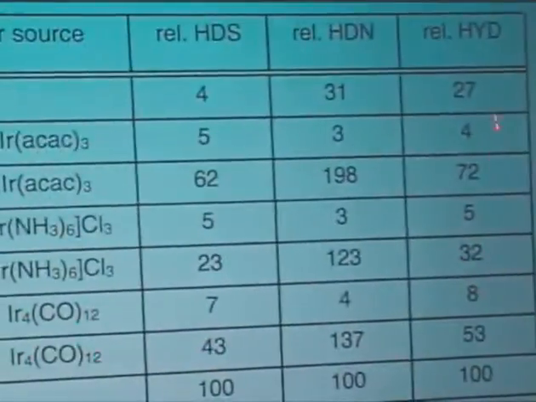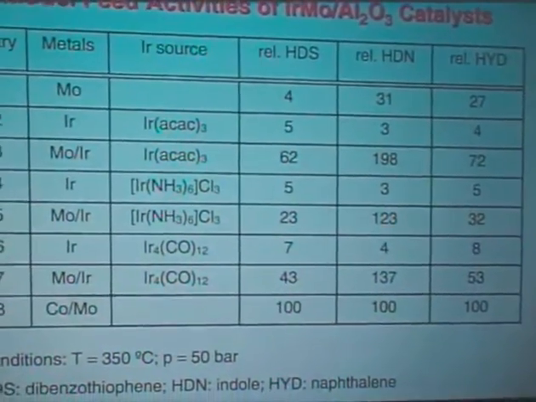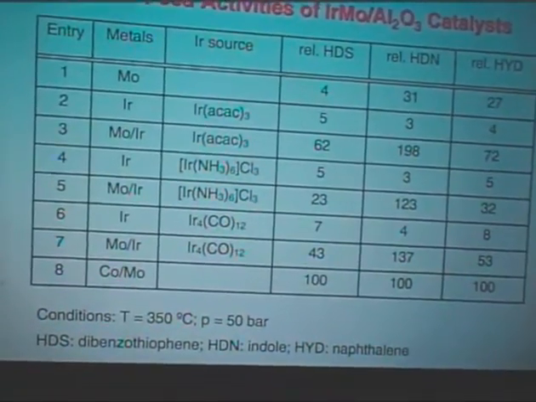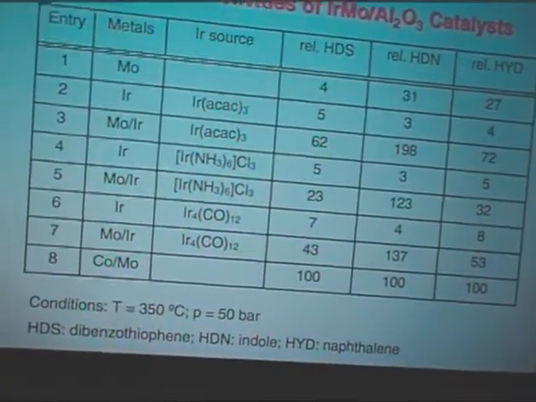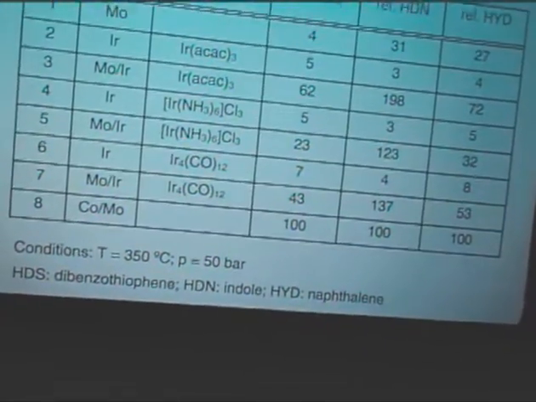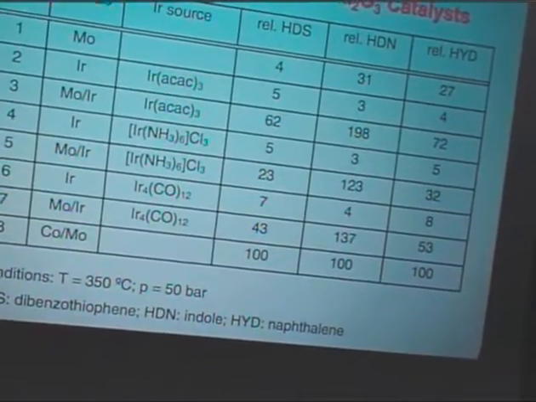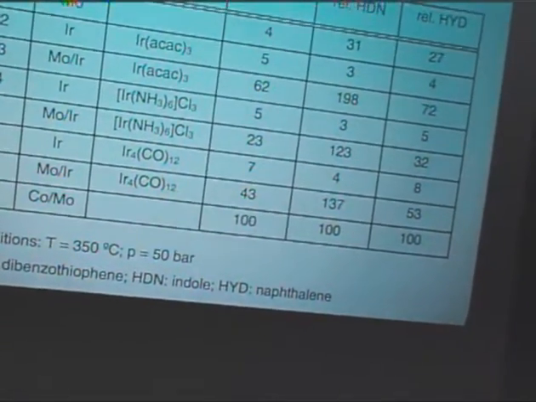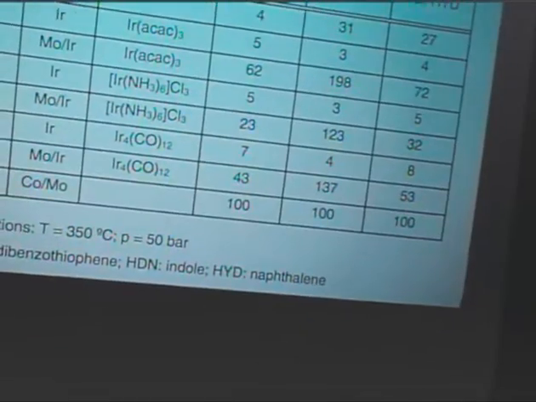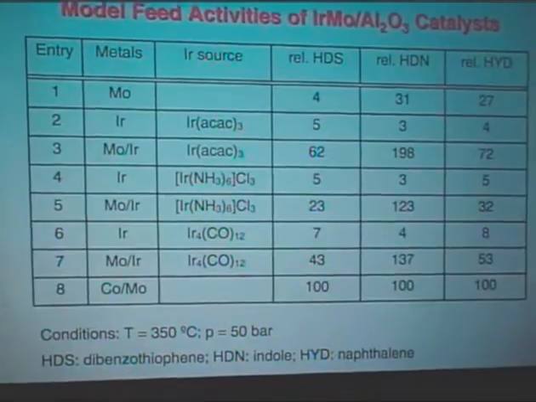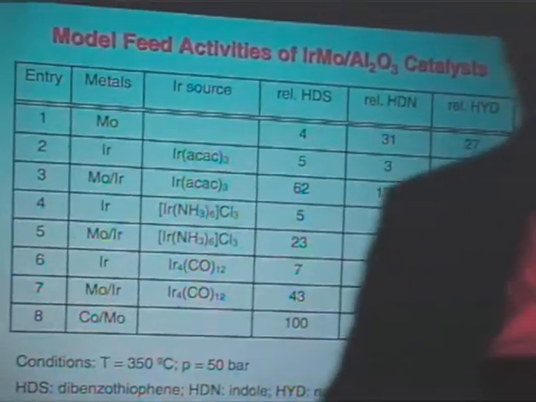For hydrogenation, these molybdenum iridium catalysts could not compete with a cobalt molybdenum reference. So we see the selectivity of iridium molybdenum systems is rather different from the cobalt ones. It is more similar to a pure molybdenum sulfide catalyst. And this is of course an important point when we try to understand the structure of an iridium molybdenum system.